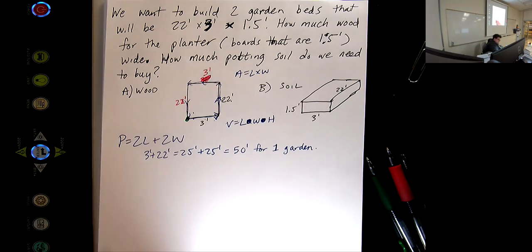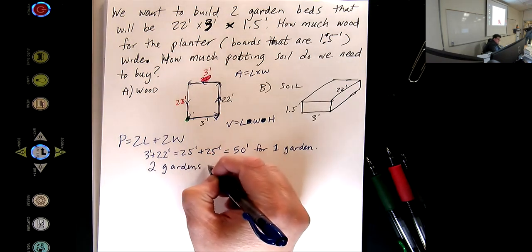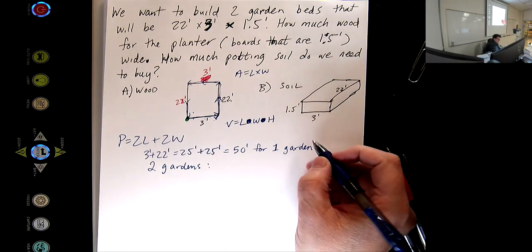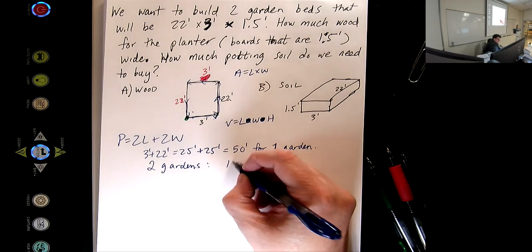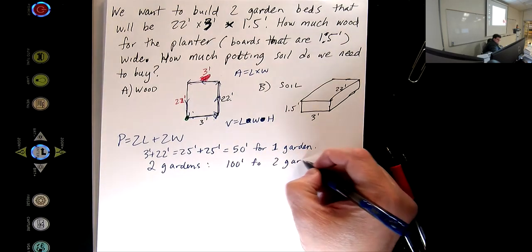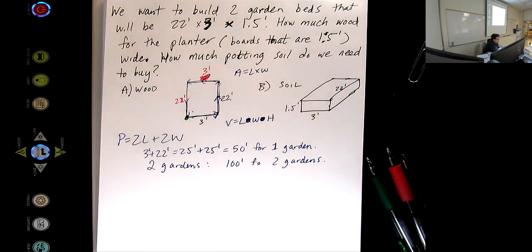There are 2 gardens though, which means I need to double this. If it's 50 feet for one, it'll be 100 feet for 2. So, 100 feet, 2 gardens.